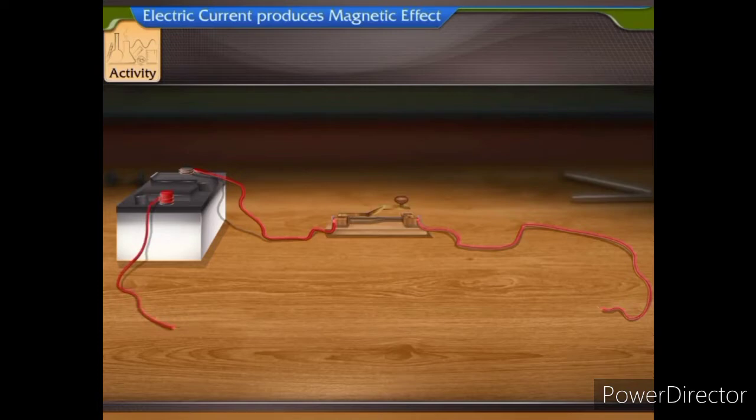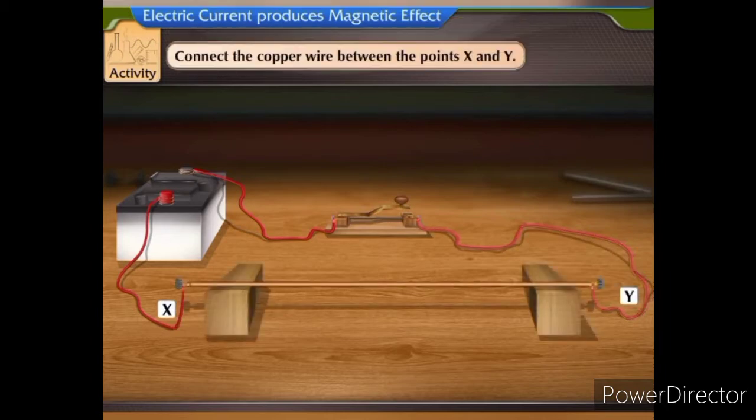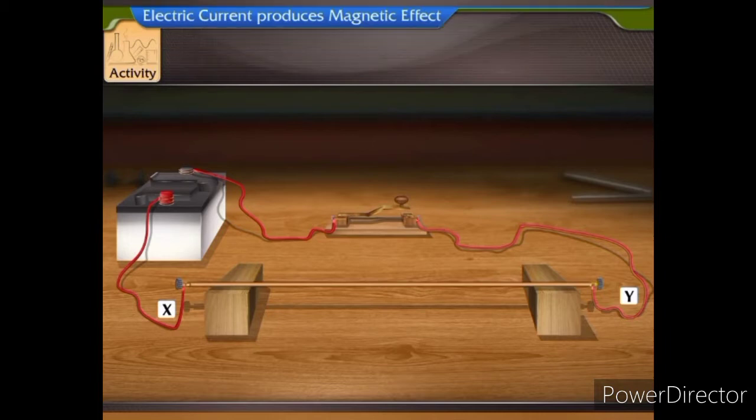Now we have two free ends. Label them as X and Y. Connect the copper wire between the points X and Y. Now, horizontally place the compass near the copper wire connected between points X and Y. Close the switch. What do you observe?